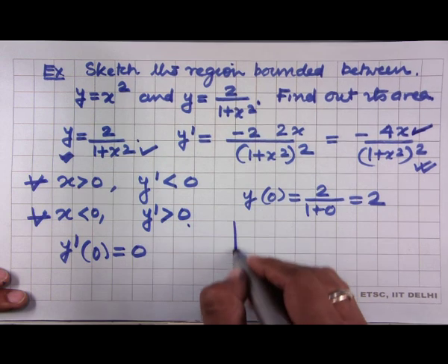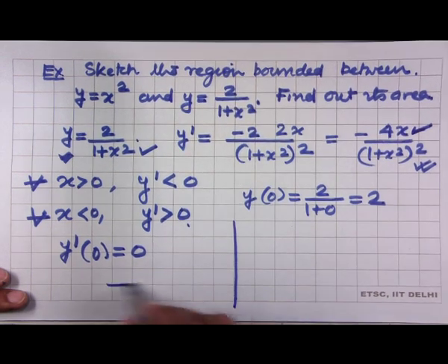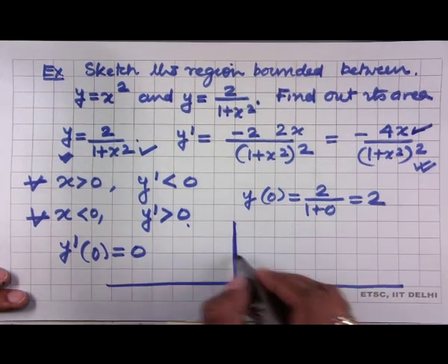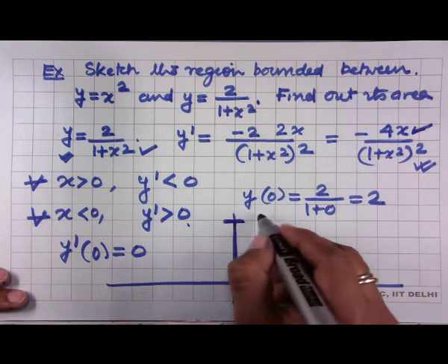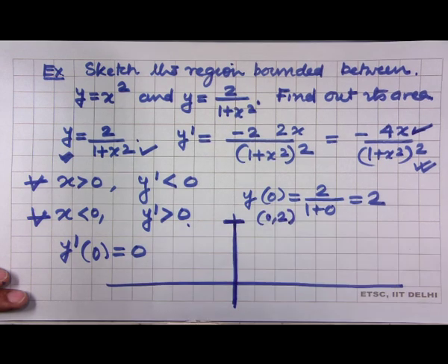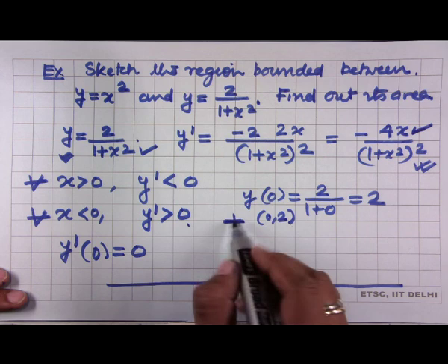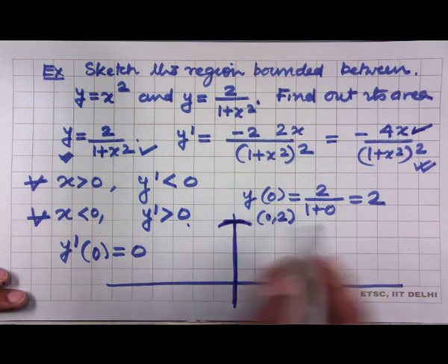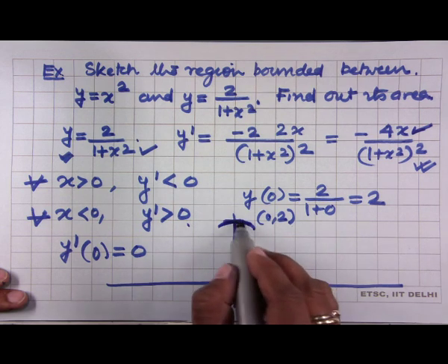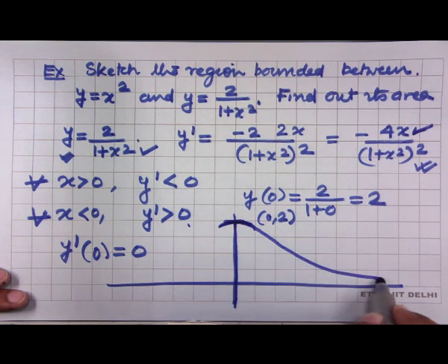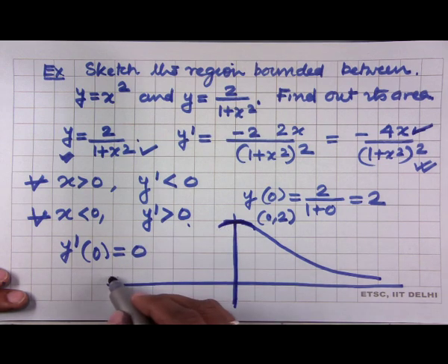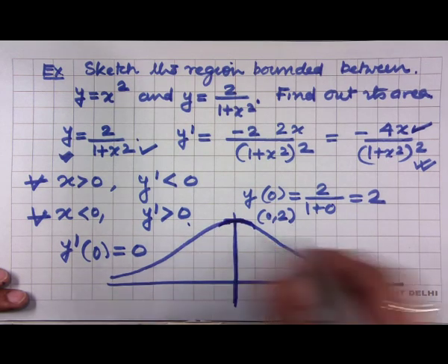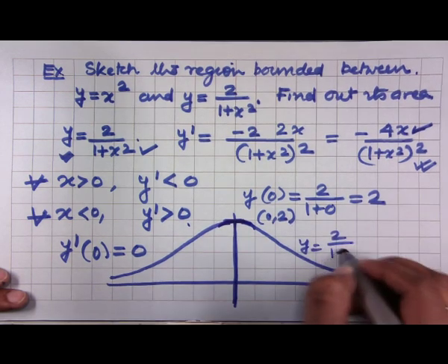So, let us plot this. At 0, the function value is 2, that is 0 comma 2. At 0, the tangent is parallel to x axis. So, the curve is like this. For positive x axis, it is decreasing, and for negative x axis, it is increasing. So, this is the curve y equals to 2 upon 1 plus x square.